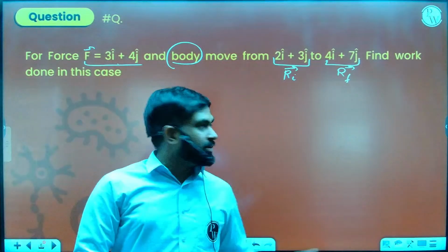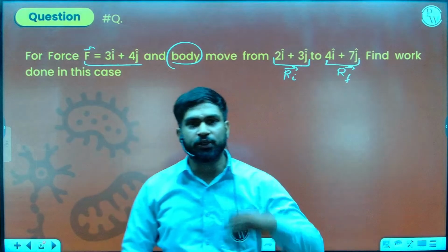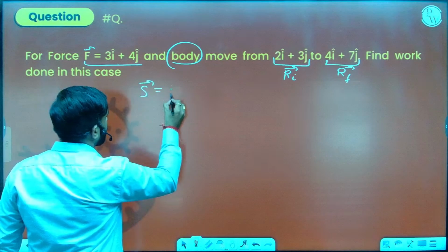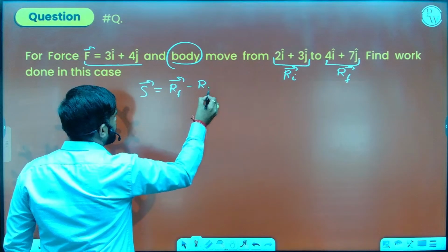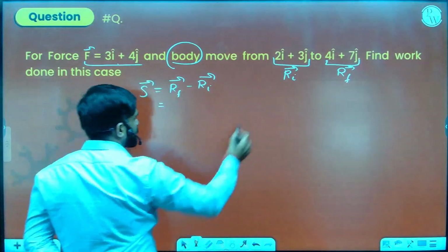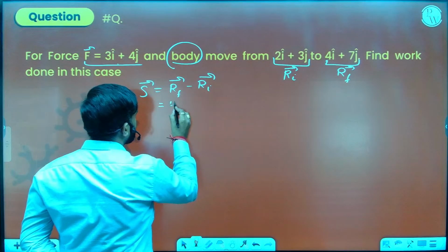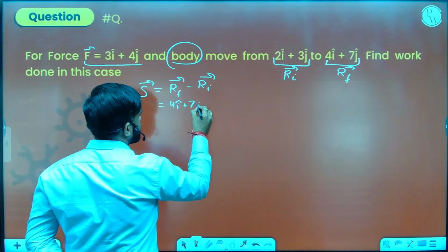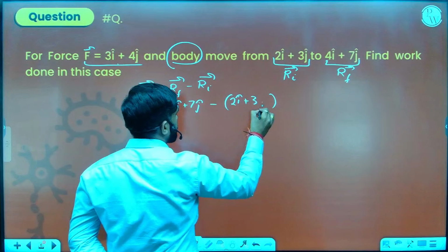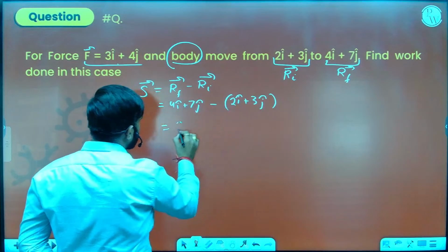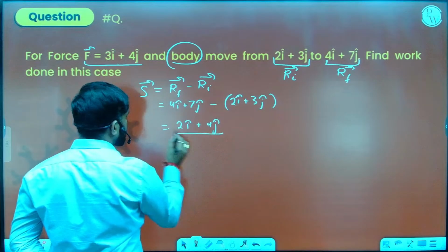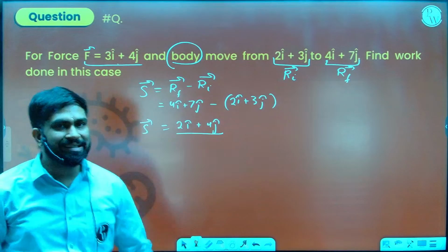So be careful that whenever the positions are mentioned, you need to just recall what the displacement is. Displacement is simply the change in position. So final position vector minus the initial position vector gives you the displacement. So the first step is to get the displacement, and it's a constant force. So displacement will be final, 4i cap plus 7j cap, minus the initial, 2i cap plus 3j cap. So 4 minus 2, 2i cap, 7 minus 3, 4j cap. So this is our net displacement.